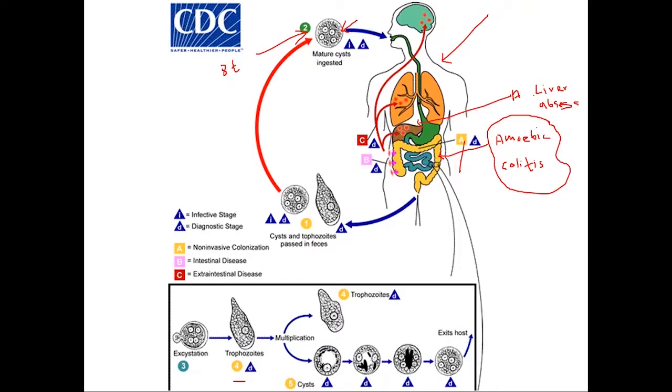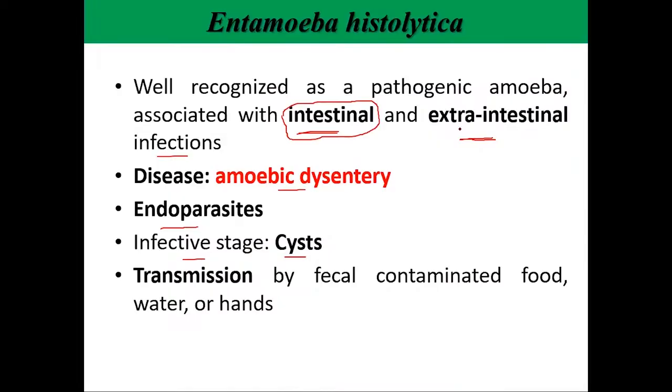After they infect the liver, they can infect the diaphragm as well as the lungs of the human. If they infect the lungs, we can get symptoms like cough and difficulty in breathing. Entamoeba histolytica can also infect the brain region. So if they infect the liver, lungs, as well as the brain region, we call that extra-intestinal infection.